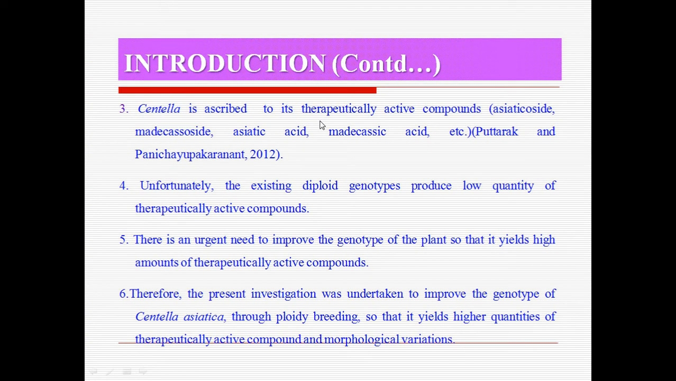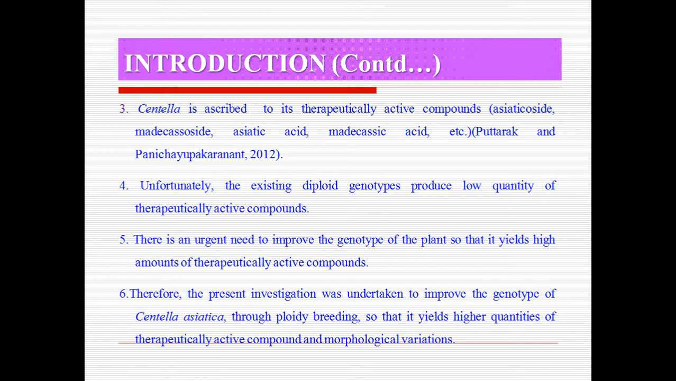The medicinal value of Centella is ascribed to its therapeutically active compounds, and the four main compounds are asiaticoside, madecassoside, asiatic acid, and madecassic acid. But unfortunately, the existing diploid genotype produces a low quantity of therapeutically active compounds.